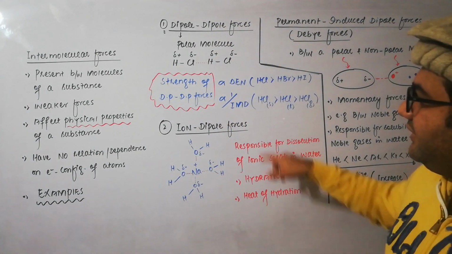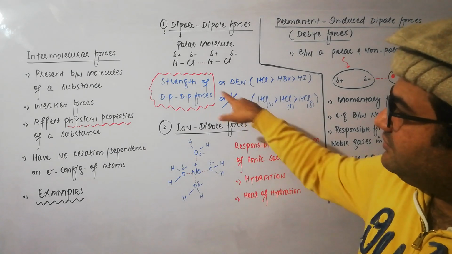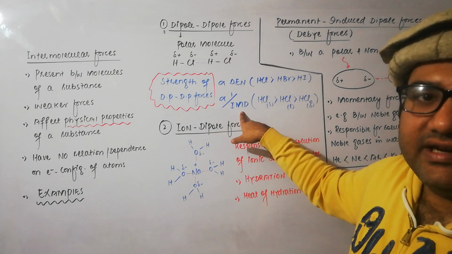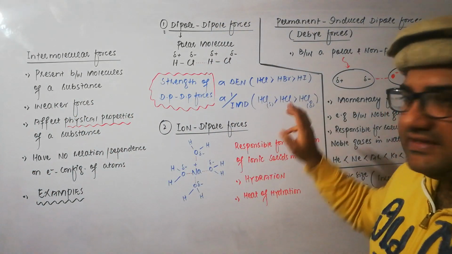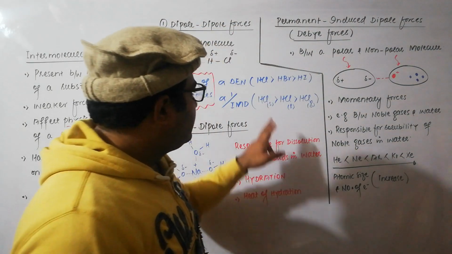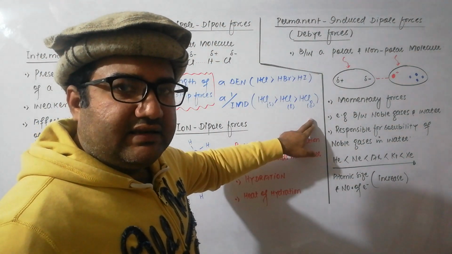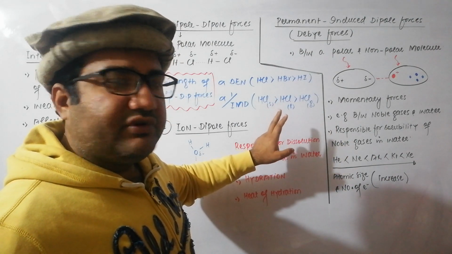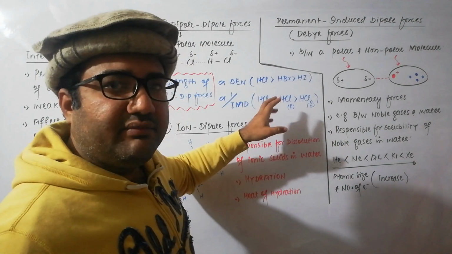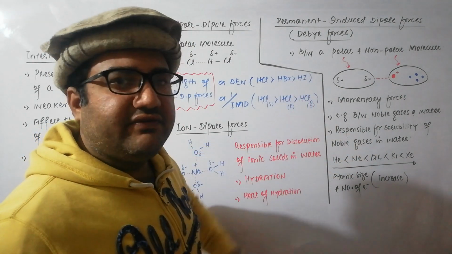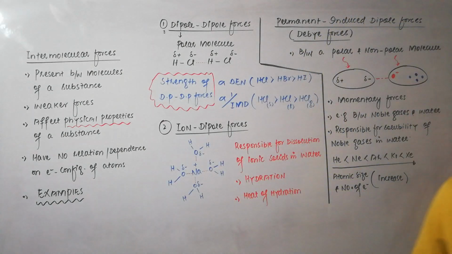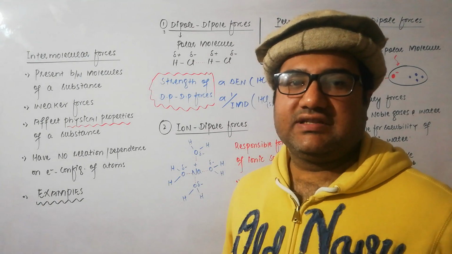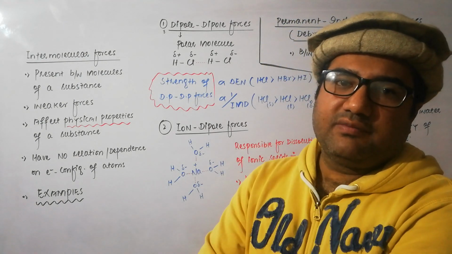Now the second factor is the intermolecular distance. The strength of dipole-dipole forces is inversely related to the intermolecular distance. Suppose that HCl is present in three physical states: solid, liquid and gas. So the strongest dipole-dipole forces will be in solid HCl because of the minimum intermolecular distance, and weakest will be in HCl gaseous form because of the maximum intermolecular distance. These are the permanent forces. Dipole-dipole forces are permanent forces because the dipoles are permanent.